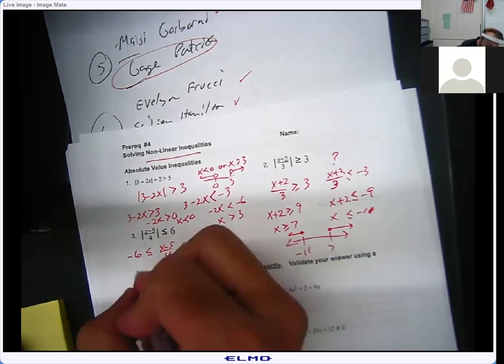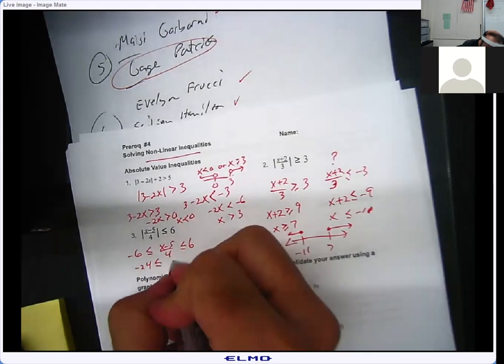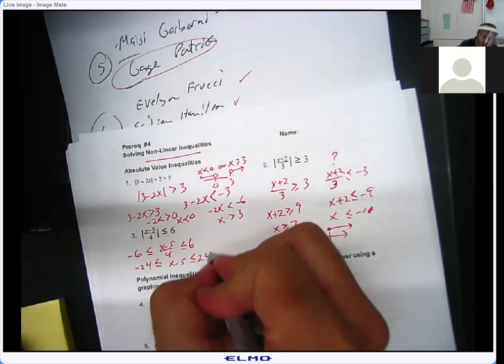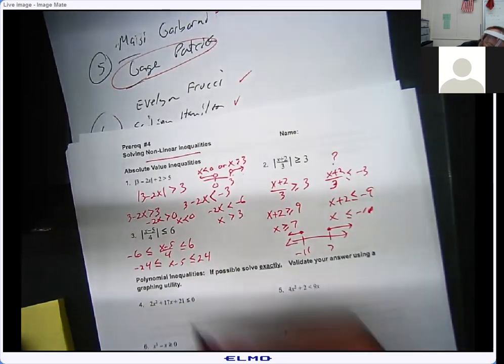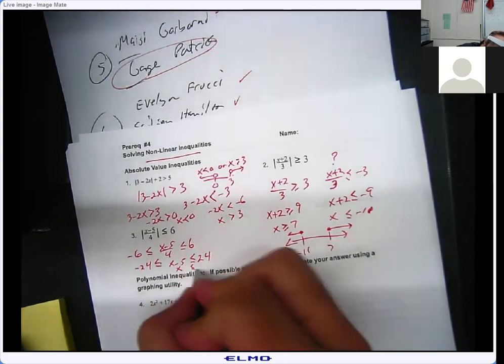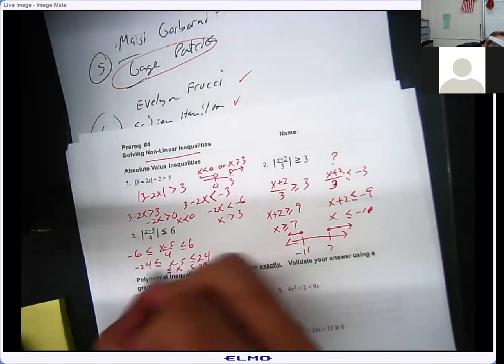Get rid of the 4. Very nice. And last but not least, we now need to move that little pesky 5 that's sitting there. And so if I add 5 to both sides, I'm looking at this.